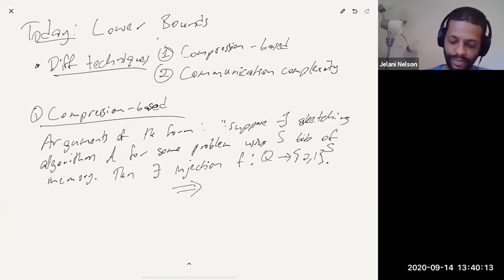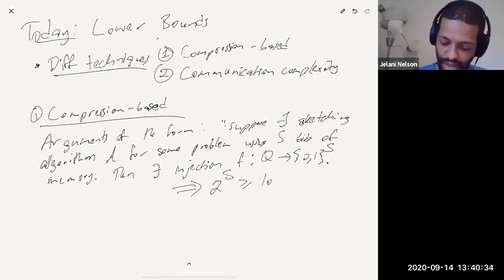Therefore, you cannot have an injection from a bigger set into a smaller set. So therefore, the size of the set Q is less than or equal to the size of the right-hand side, which is 2^S, right? Therefore, 2^S is at least the size of Q, or in other words, S is at least log base 2 of the size of Q. Okay.